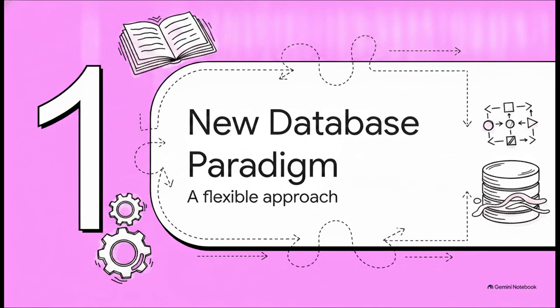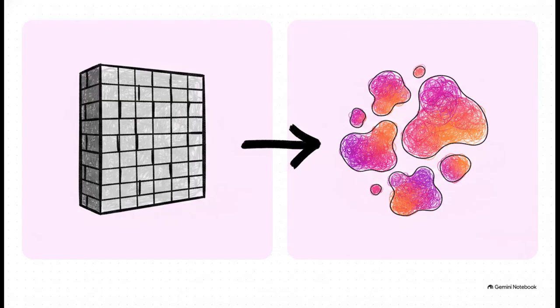Let's jump right into Section 1, a new database paradigm. So in a traditional relational database, you absolutely have to define your columns up front, right? Every single row must adhere to a strict, rigid grid. But MongoDB is a document database. Data is stored as individual, flexible documents that look practically identical to JSON objects.